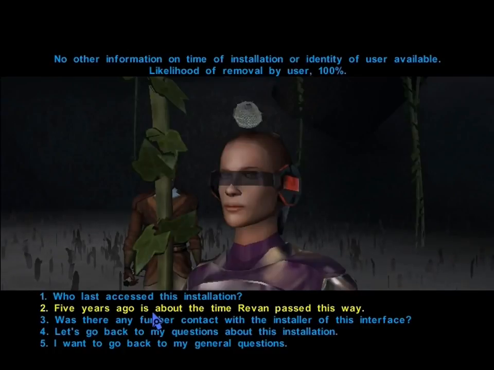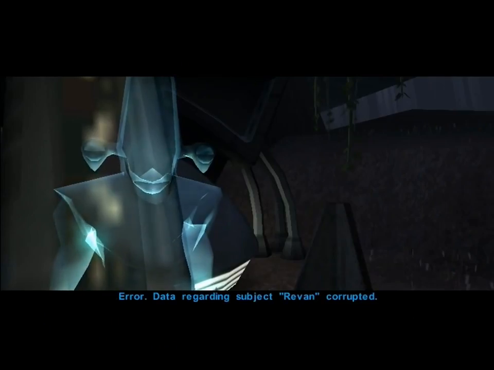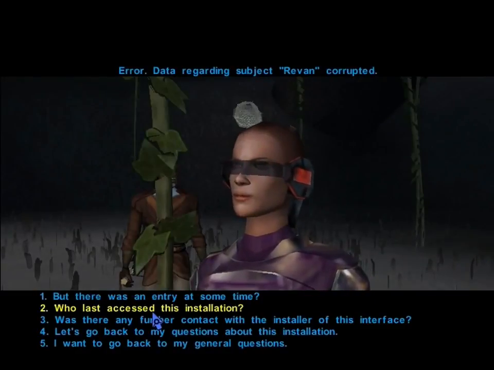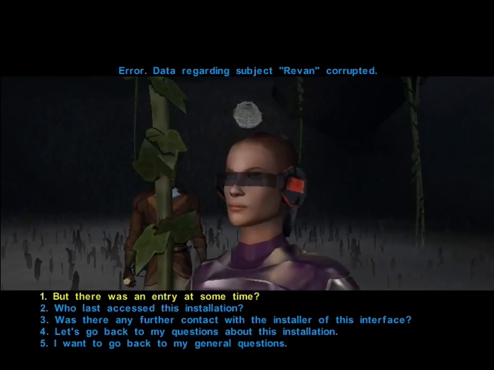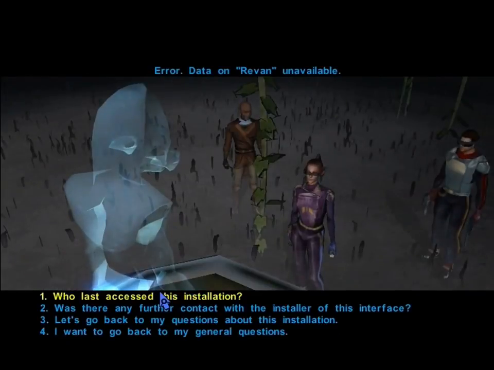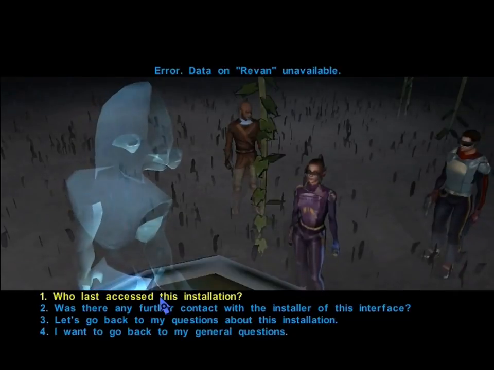Okay. 5 years is about the time Revan passed this way. Error. Data regarding subject, Revan, corrupted. Okay. Was there an entry at some point? Error. Data on Revan unavailable. Okay. Who lost access to this installation?